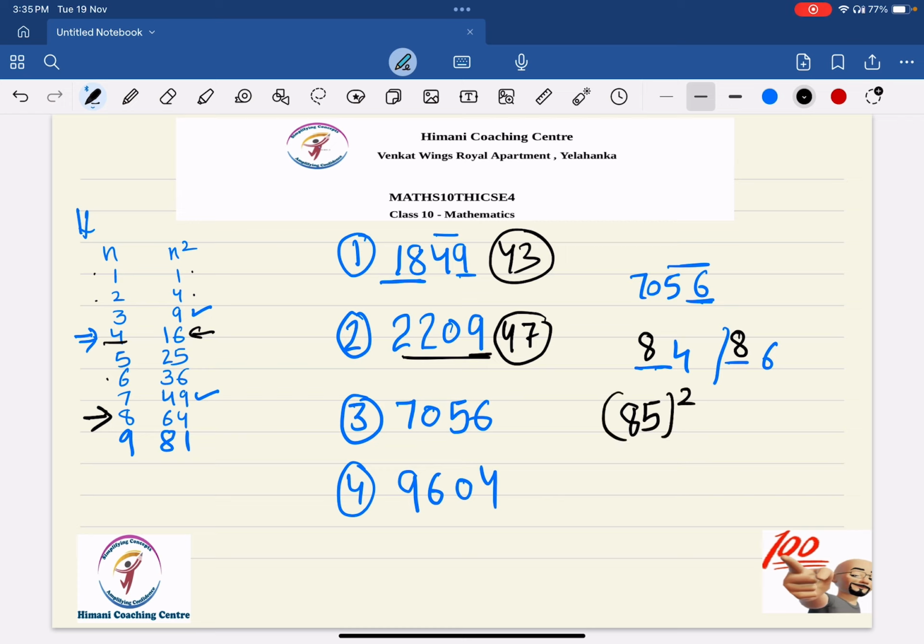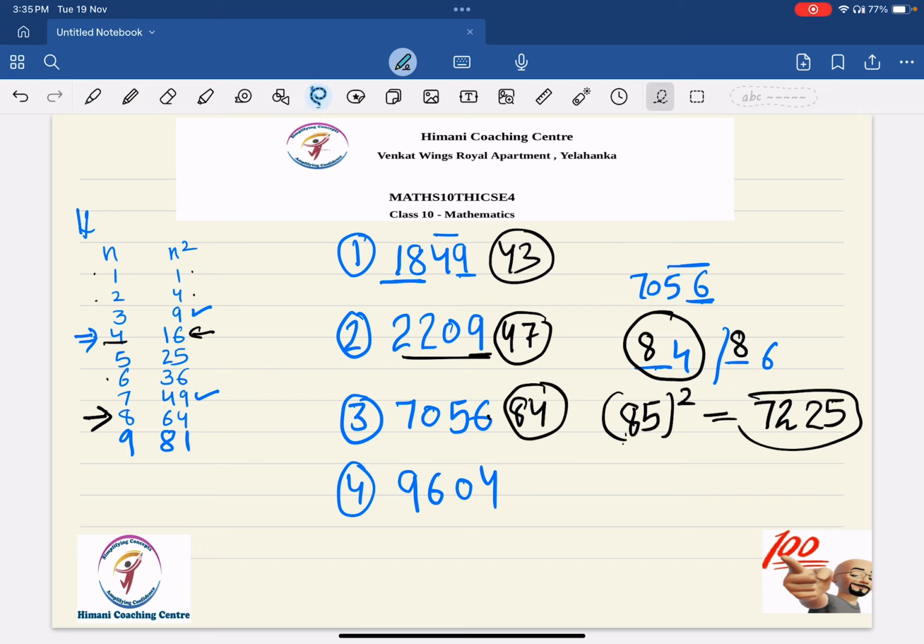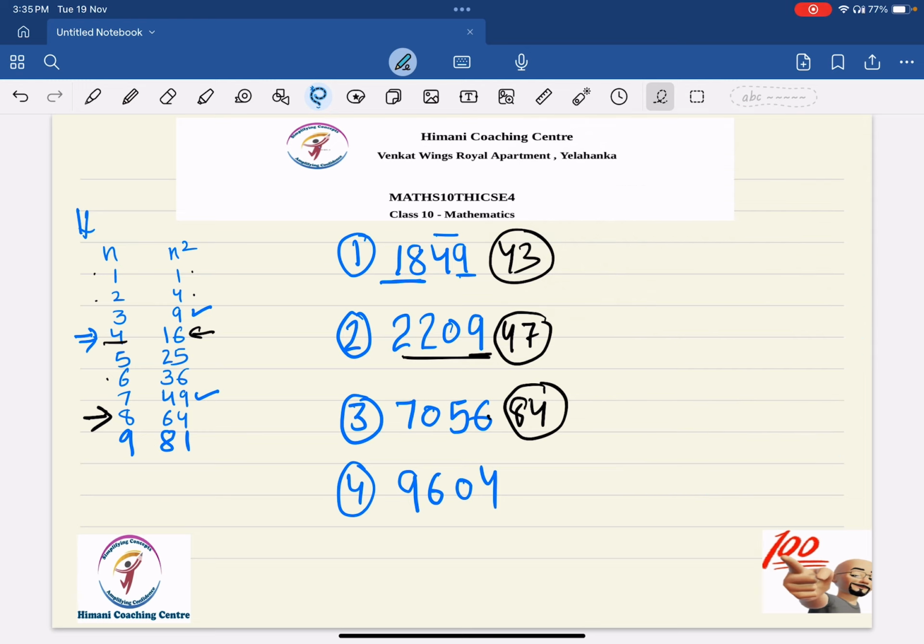Find 85 square. So 5 times 5 is 25. After 8 comes 9. 8 times 9 is 72, so we get 7225. 7056 is lesser than this, so the answer is 84. Okay. So this is how you can find square roots within seconds. If you can learn this trick, you don't need to write it down also.